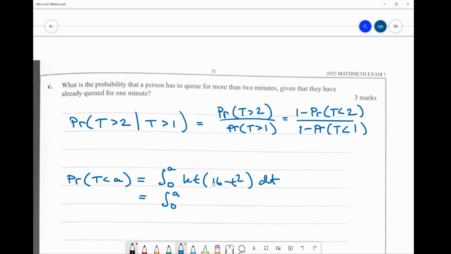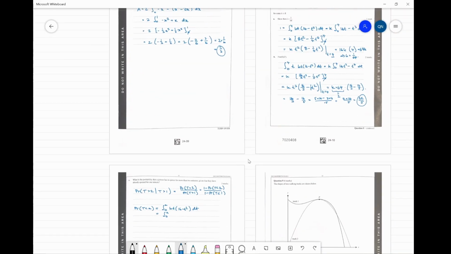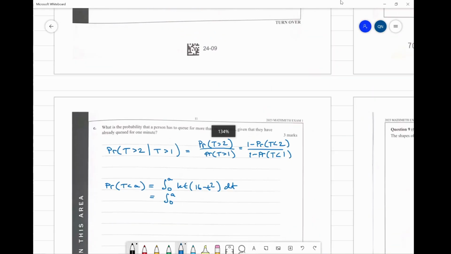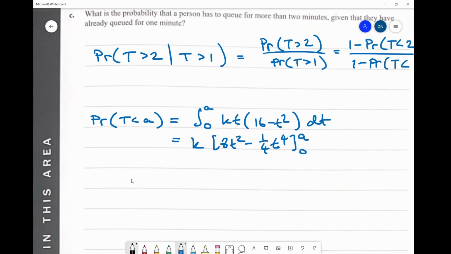This integral from 0 to a of, actually, what did we get from part a? Because we're literally going to get the same antiderivative in everything. So we're going to get 8t squared minus a quarter t to the 4. So let's just use that. We have a k on the outside, we have 8t squared minus a quarter t to the 4, and k is obviously 1 on 64. And we just have to evaluate from 0 to a. So what does that give us? It gives us k times 8a squared minus a quarter a to the 4. And if you plug 0 in, it gives you 0.